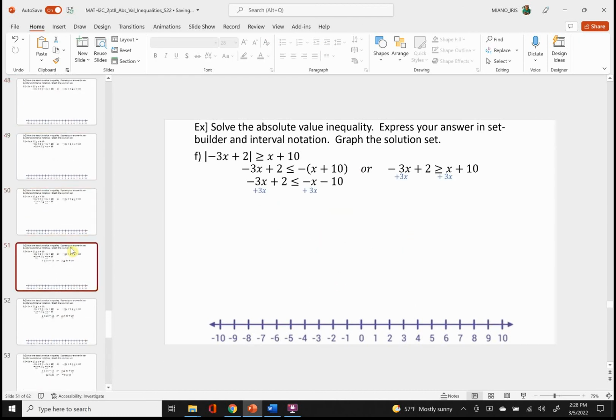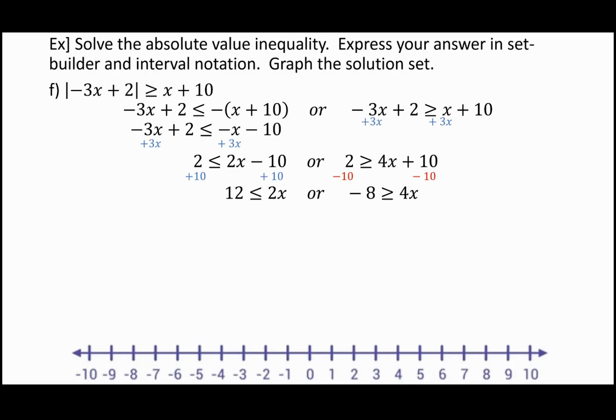Okay, so the error occurred right about there. Back to the slideshow. Thank you for your patience. Okay. So we subtracted 10 from both sides, and we get negative 8 is greater than or equal to 4x. Okay, we're good to go.